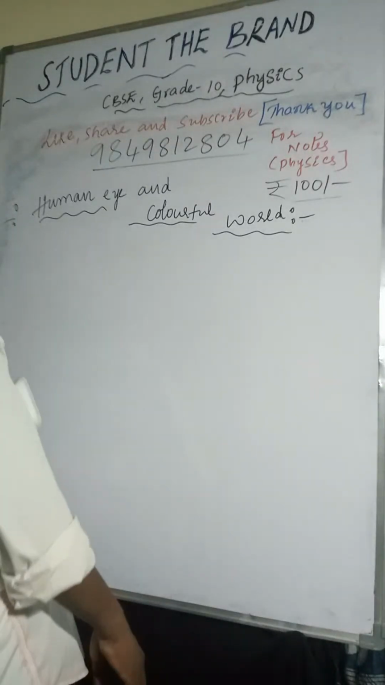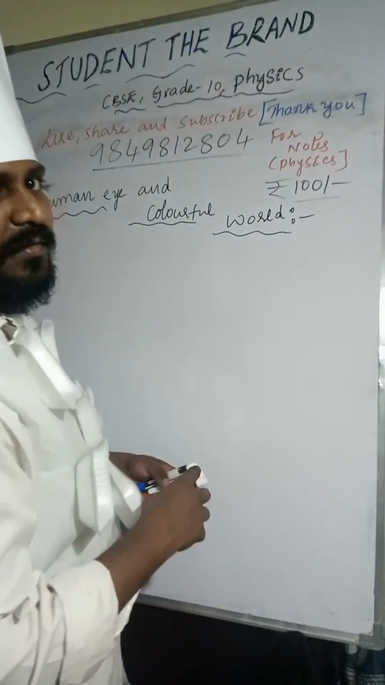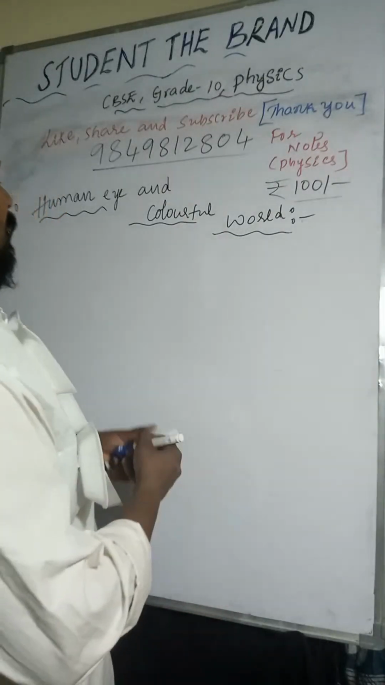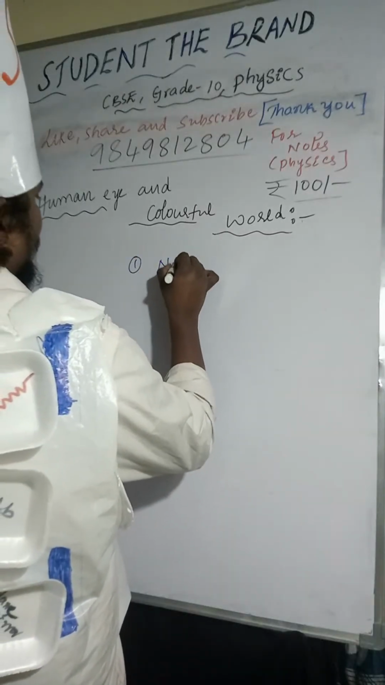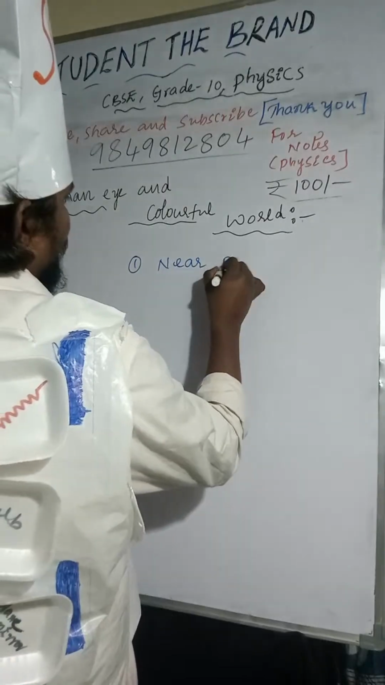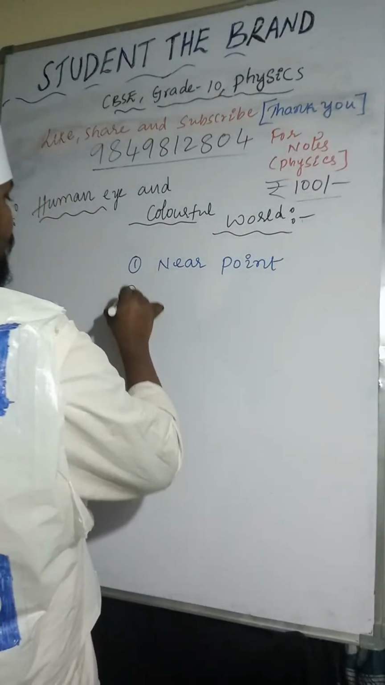So here you can observe, this is about human eye parts and function. Now we will discuss near point and far point. First one is near point, and the second one is far point.